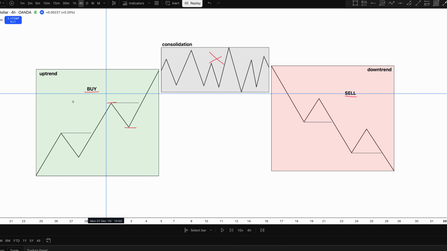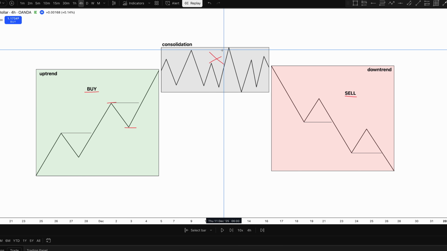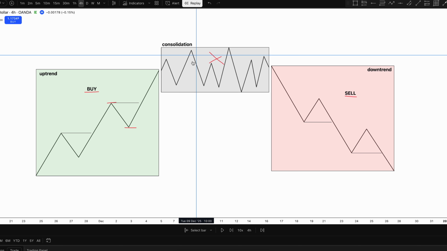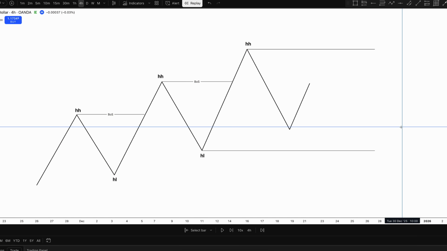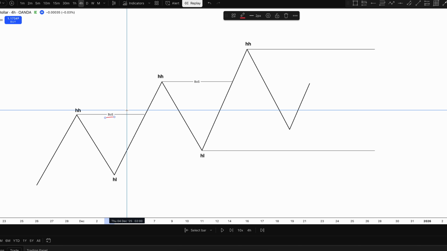Okay, so these are the three core phases: uptrends for buying, downtrends for selling, consolidation for going and doing absolutely anything else. Don't get in these markets. All right, let's talk through the dynamics of this then, and also what reversals look like in these markets. So we have here a clearly plotted uptrend of higher highs and higher lows. Now you can see I've drawn this little tool on that says BOS. This means break of structure.